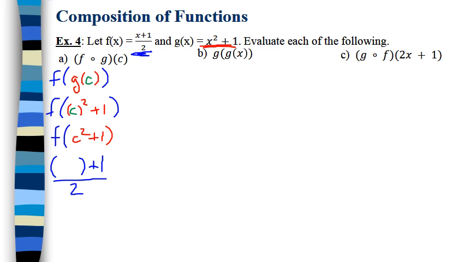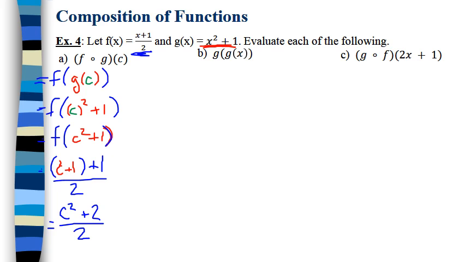So we're going to put c squared plus 1 into our f function. If we put c squared plus 1 here and simplify, now we have c squared plus 1 plus 1, so that's c squared plus 2 over 2. So f of g of c equals c squared plus 2 over 2. And we can do this repeatedly with any number of functions.